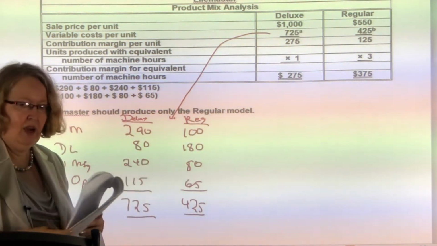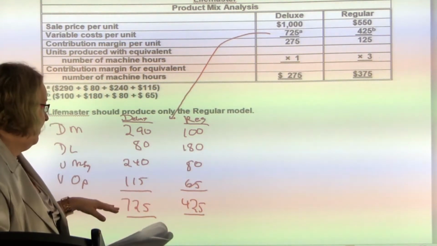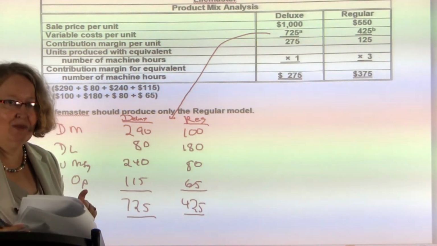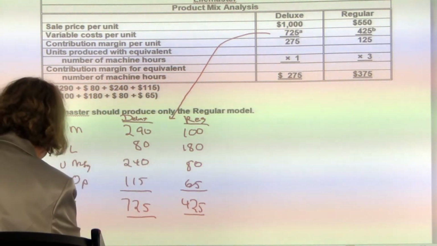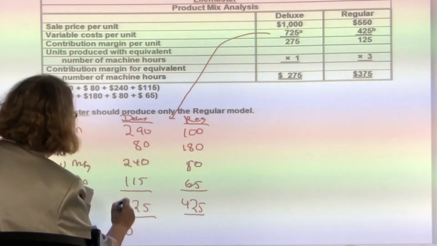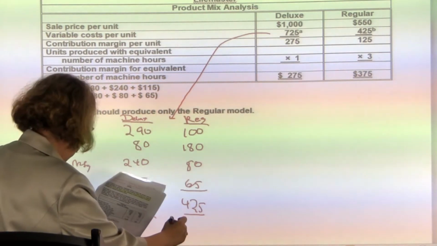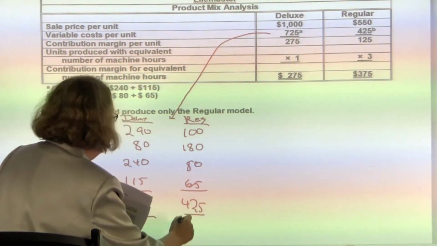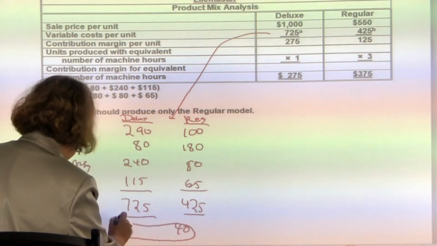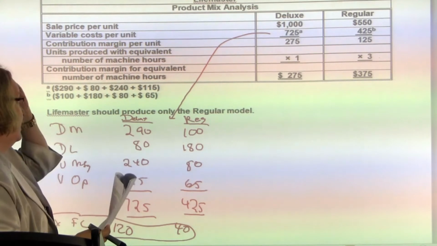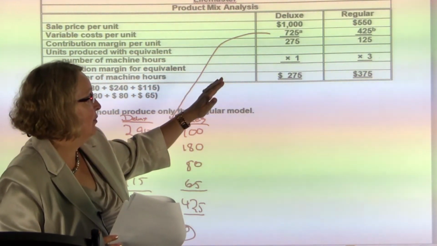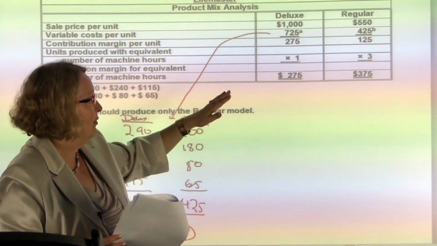So when you are looking at the cost, what you'll see here, we're only looking at variable costs. So that's the reason why we exclude, you're excluding your fixed cost of $120 for deluxe and $40 in fixed costs for your regular. So it's only your variable cost here. So now we see the contribution margin per unit is $275 for deluxe and $125 for regular.